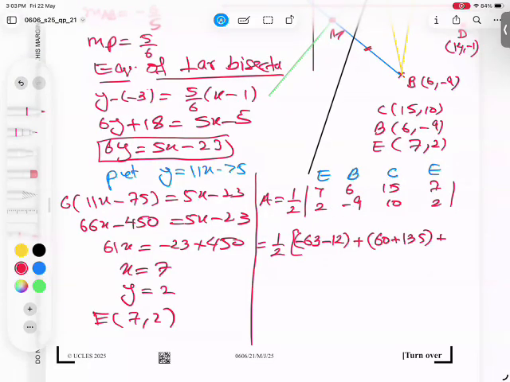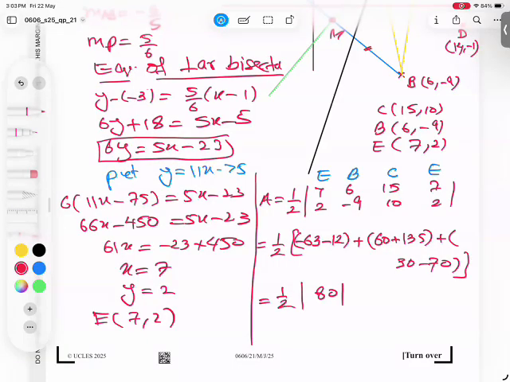Done. Lastly, I write it now here. So 15 times 2 is 30 and minus 70. And this done. Now I'm going to finalize the answer, and I'm writing all together. Okay, so negative 63 and negative 12, plus 60 and plus 135 and plus 30 and negative 70. My answer is coming 80.